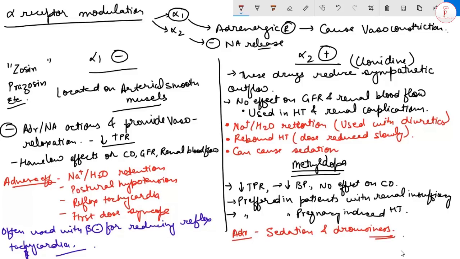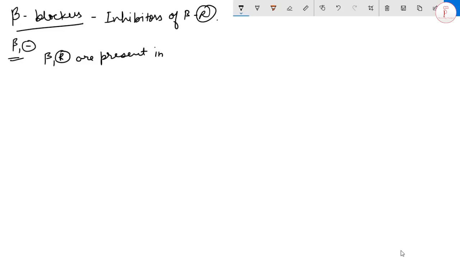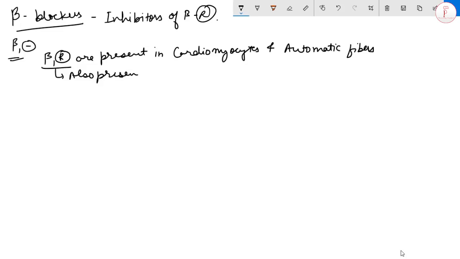Next is one of the very important classes of drugs, beta blockers. So they are the inhibitors of beta receptors. Beta receptors, as we know, are of three types: beta 1, beta 2, and beta 3. But here we are focusing on beta 1 because they are the cardioselective. They have their location on cardiomyocytes and automatic fibers. They are also present in the JG cells in the kidney that are responsible for production of renin.